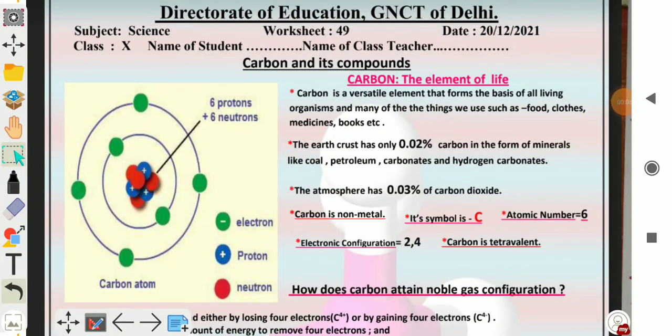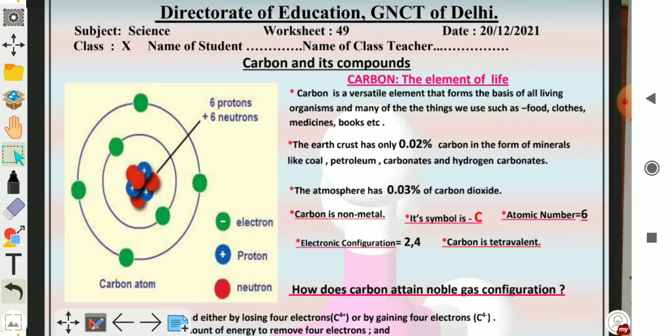Today's worksheet number 49, carbon and its compounds. In this worksheet we will discuss the element carbon, the element of life. Carbon is called the element of life. Why is it called so?